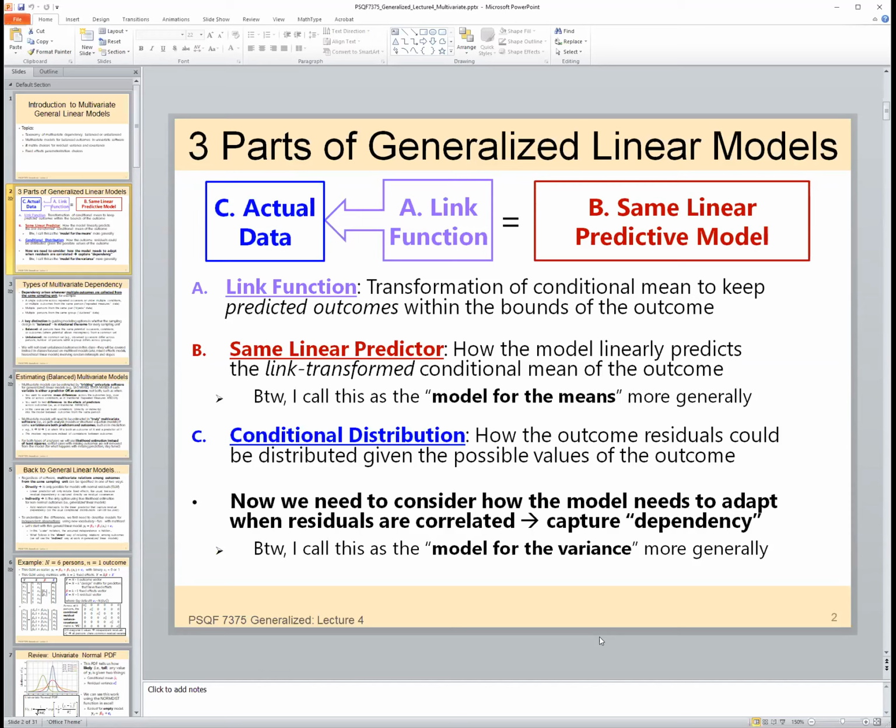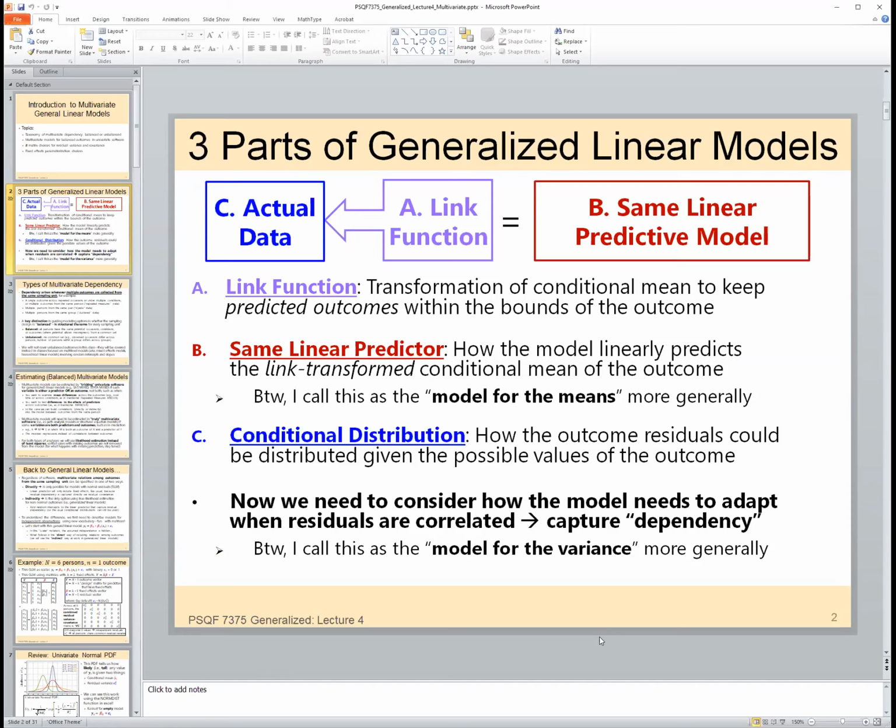You will hear me slip into this terminology. The model for the means is what I refer to in terms of the fixed effects, meaning how does a conditional mean get predicted for each person? Like the customization of the prediction via the slopes of the predictors. I call that the model for the means. And then the last part, C, the actual data, meaning the conditional distribution.